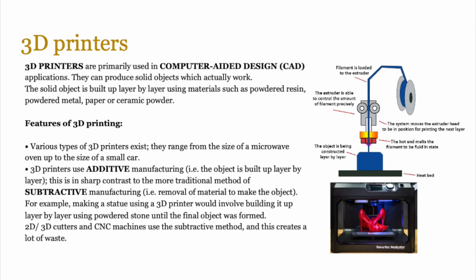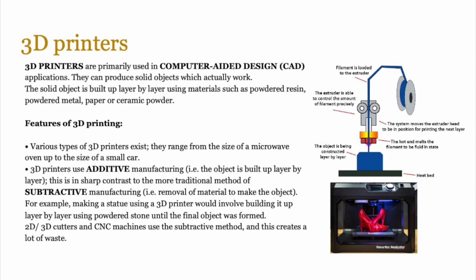Okay, we're going to leave those printers aside and we're going to move on to 3D printers. 3D printers are primarily used in computer-aided design applications and they can produce solid objects which actually work. The solid object is built up layer by layer using materials such as powdered resin, powdered metal, paper, or even ceramic powder. On screen, you can see a 3D printer on the right hand side. Pause the video so you can study it in a bit more detail and understand its operation. There's a huge number of features here. They can come in different sizes.